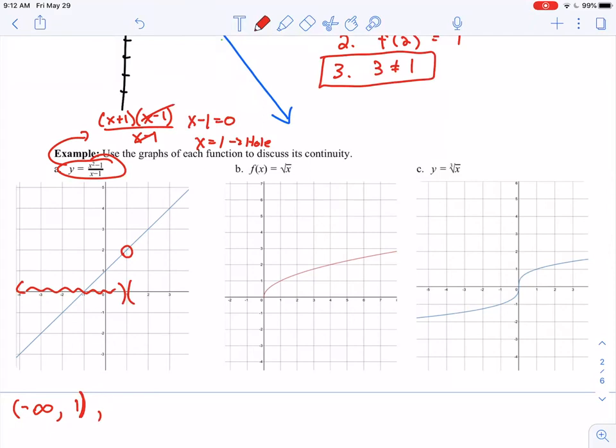You could use a comma here instead. I'm going to use a union just to be consistent with what our textbook uses, because we also have this area over here to the right of 1 we need to talk about. So all of those numbers to the right of 1, we're starting at positive 1 and we're working our way towards, well, positive infinity, and it's continuous on this interval here. So this is the way I would write it.